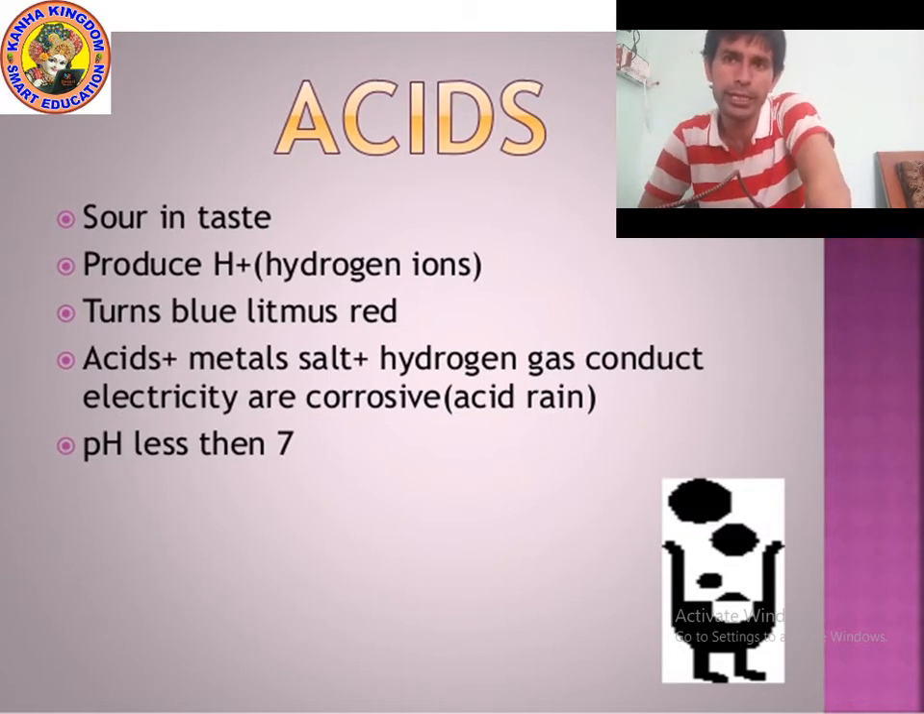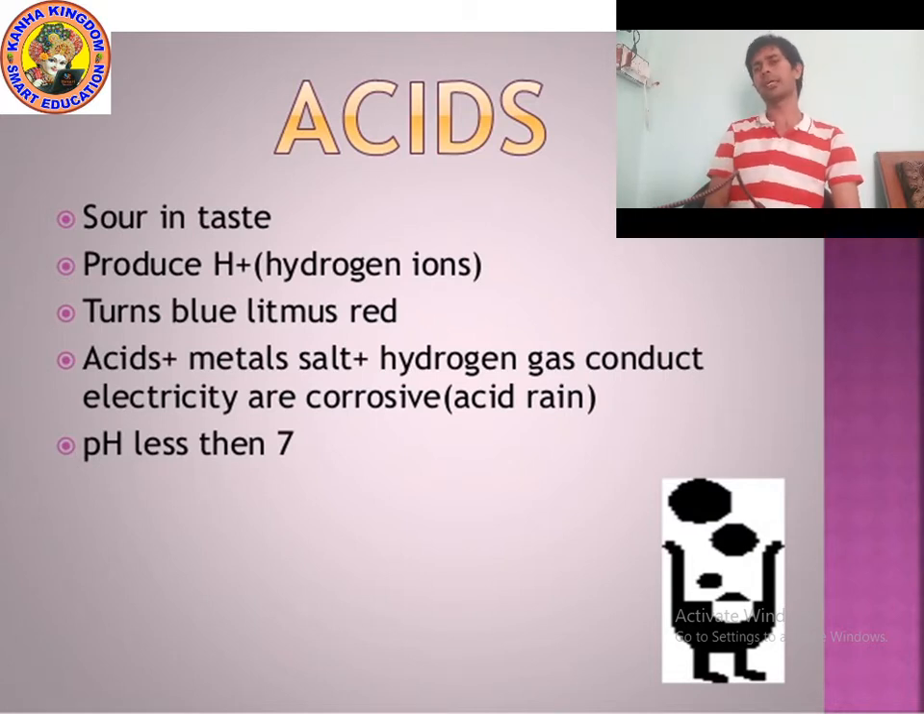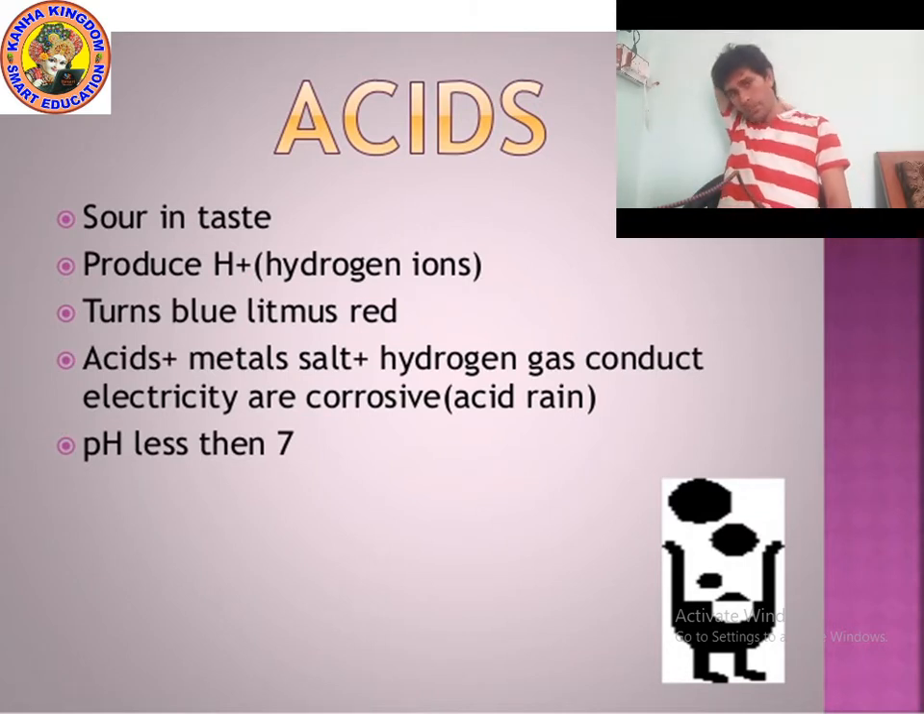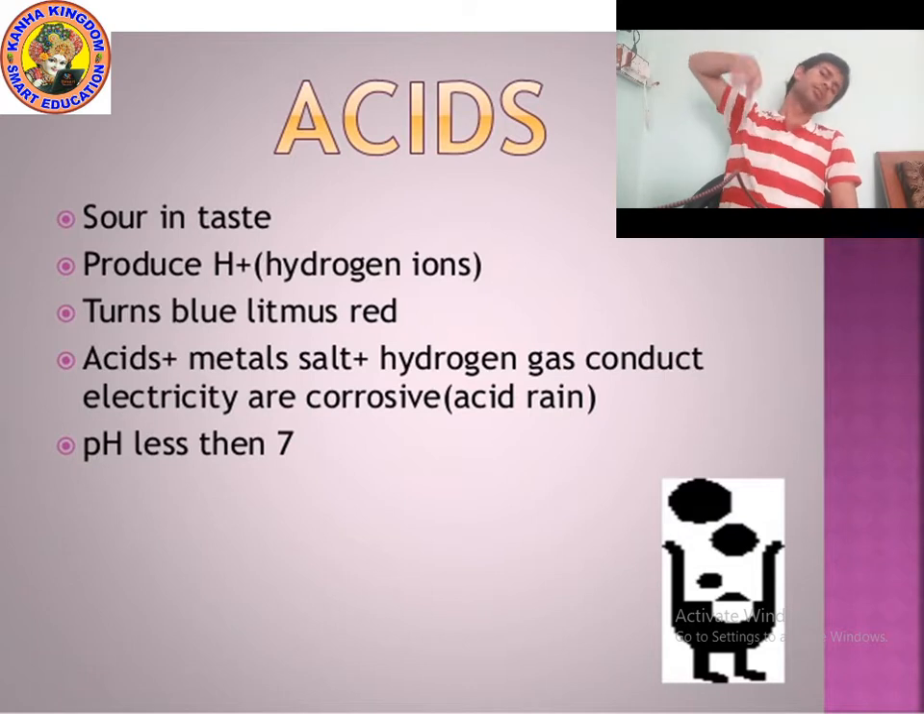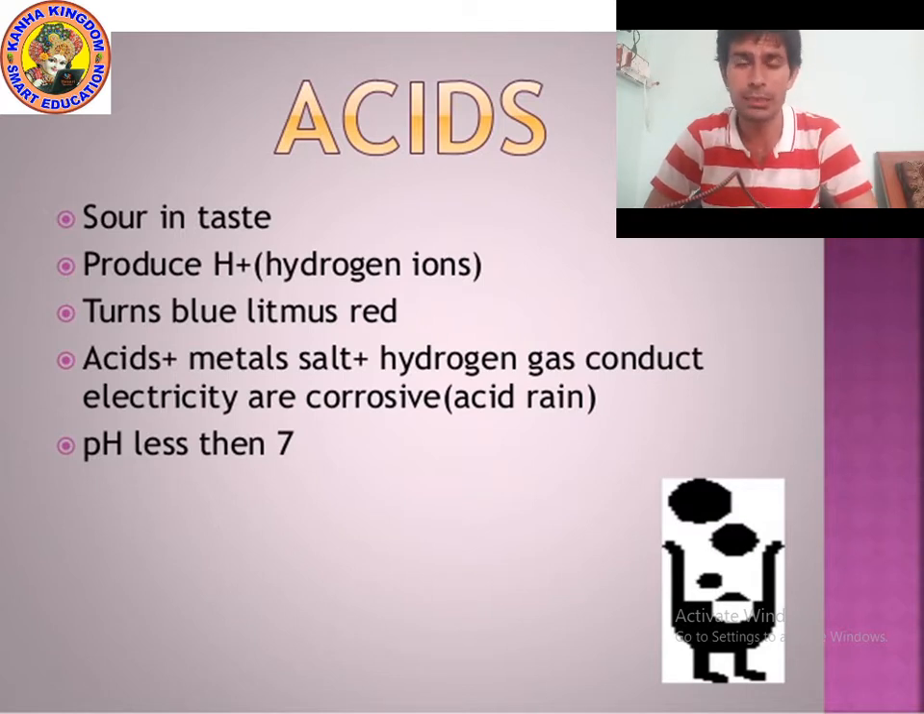How can we find out whether any substance is acid or base? We use a scale. The name of the scale is the pH scale. If the value on the pH scale is 7, it means the substance is neutral. But if the value on the pH scale is less than 7, then the substance is acid.